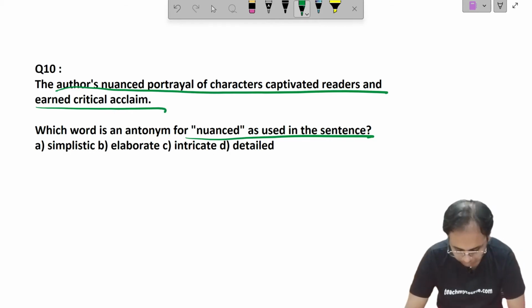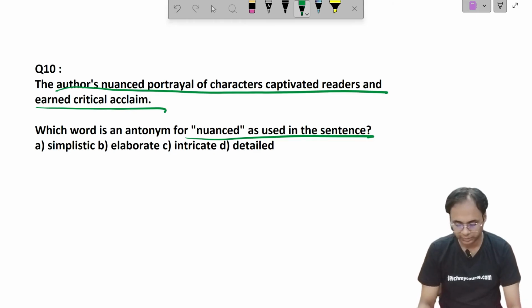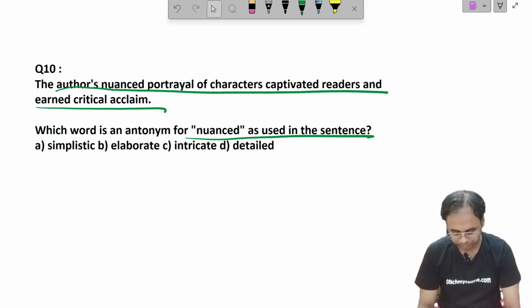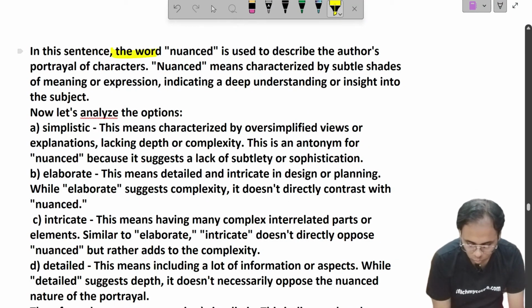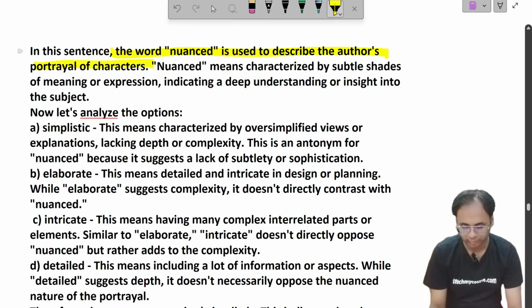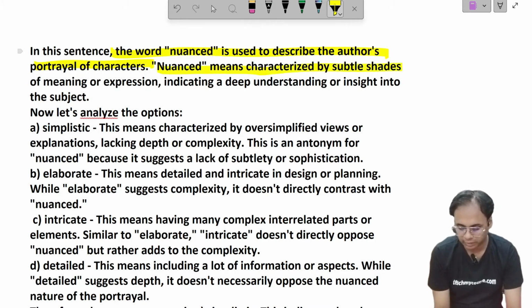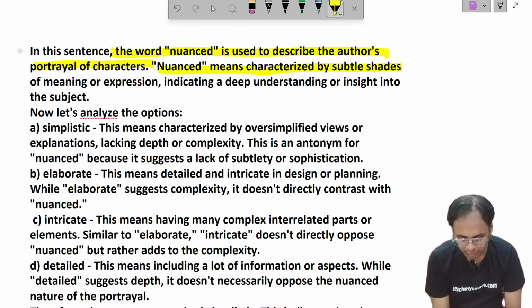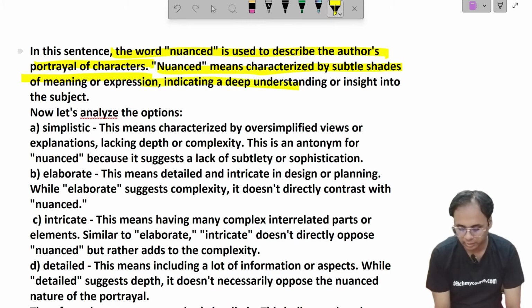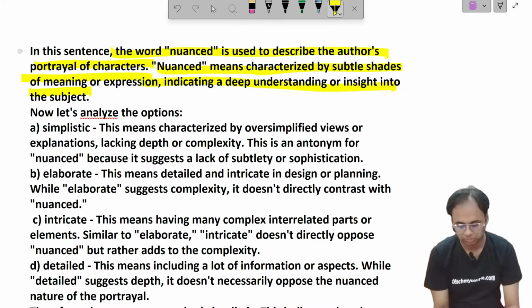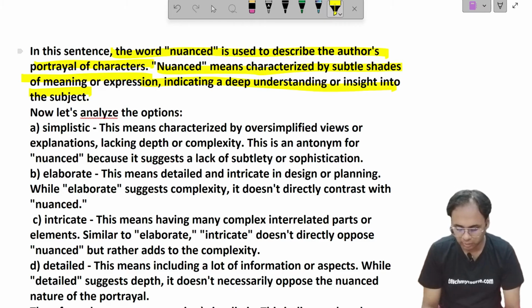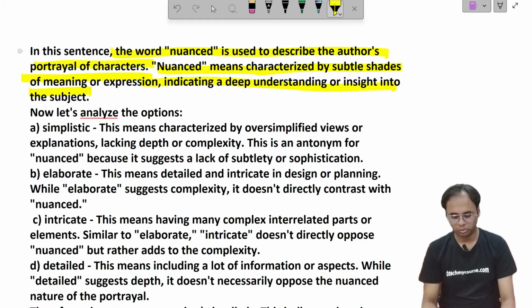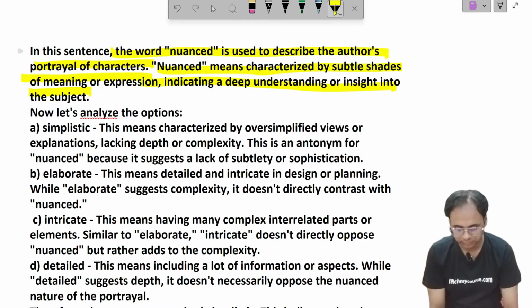Okay, so what is the meaning of nuance? First of all, let us see. So in this sentence, the word nuanced is used to describe the author's portrayal of characters. Now the word nuanced means characterized by subtle shades of meaning or expression, indicating a deep understanding or insight into the subject. Okay, now let's analyze.